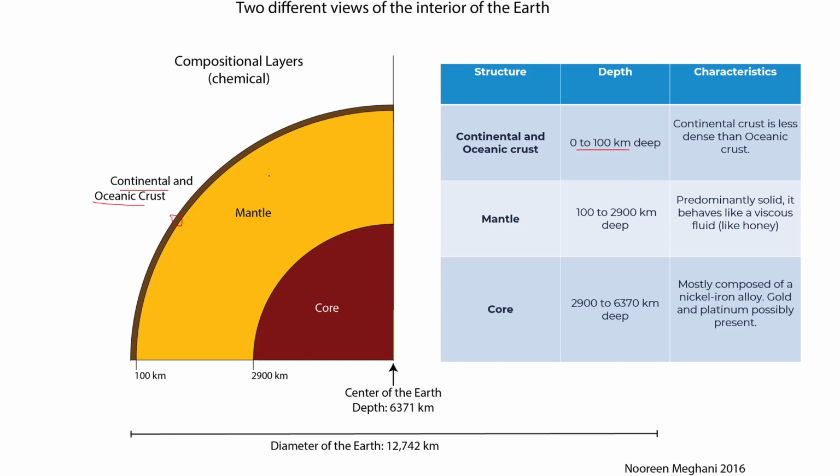So it starts at the surface, obviously, it goes all the way down to 100 kilometers. The mantle starts at 100 kilometers, it goes all the way down to 2,900 kilometers in depth. Now the core starts at 2,900 and goes all the way to the center of the planet. I highly encourage you to stop the video and copy that information onto your workbook.